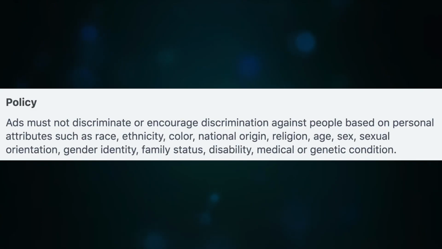All right, so let's look at the policy itself that will most likely get your ads rejected. That's the discriminatory policy. Let's read. Ads must not discriminate or encourage discrimination against people based on personal attributes such as race, ethnicity, color, national origin, religion, age, sex, sexual orientation, gender identity, family status, disability, medical or genetic condition.